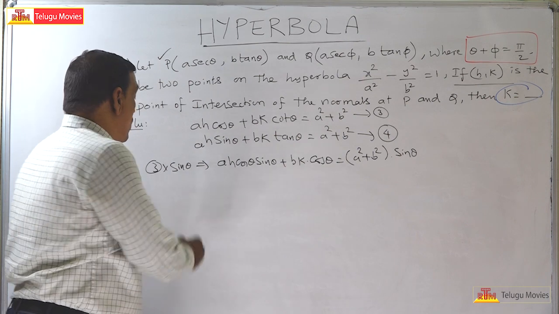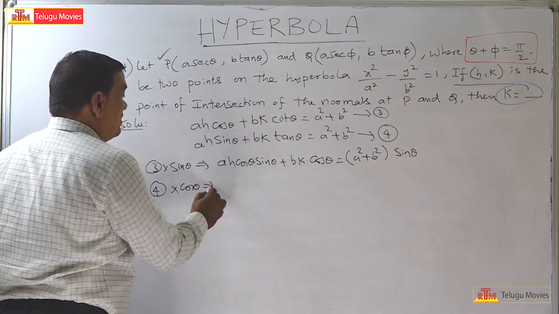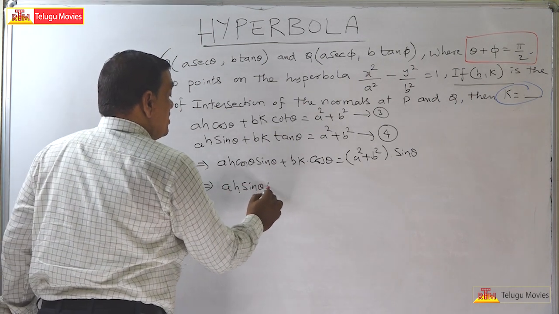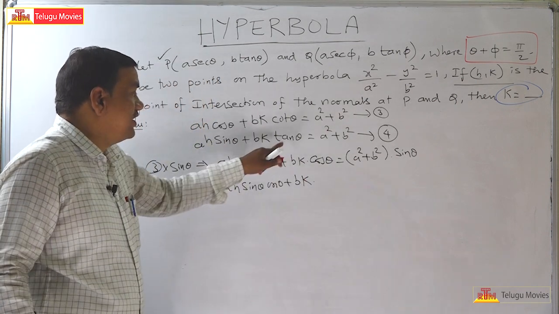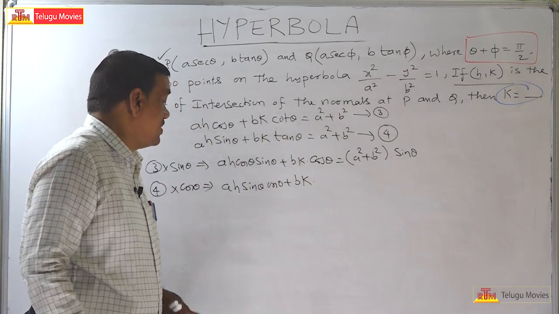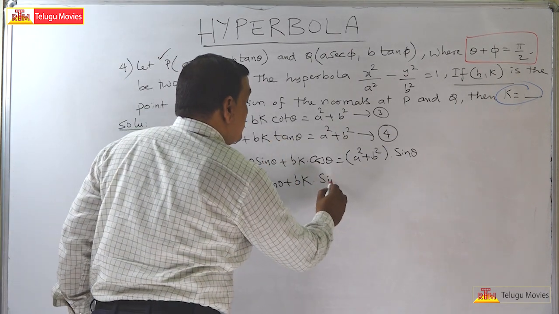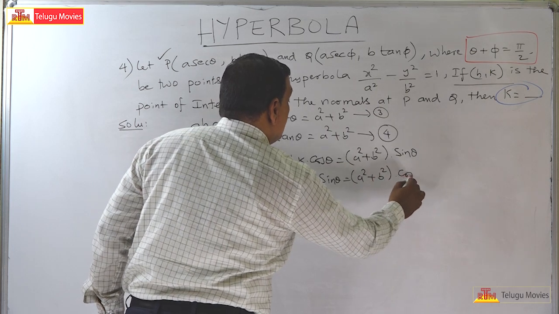Now multiply the fourth equation with cos theta. So this is equal to a sin theta into cos theta plus bk into... Here tan theta means sin theta by cos theta, so you are multiplying with cos theta, so there remains sin theta. So this is equal to a square plus b square into cos theta.